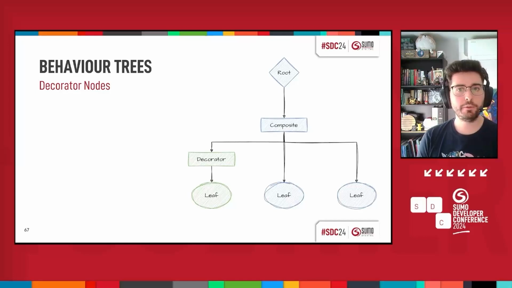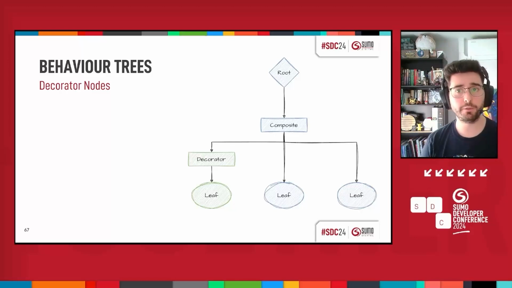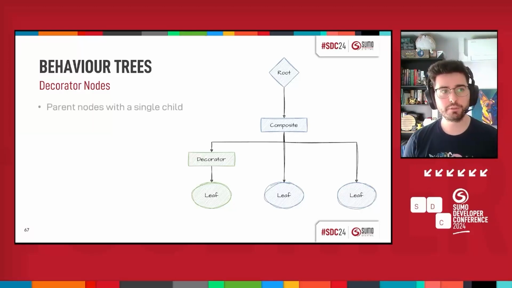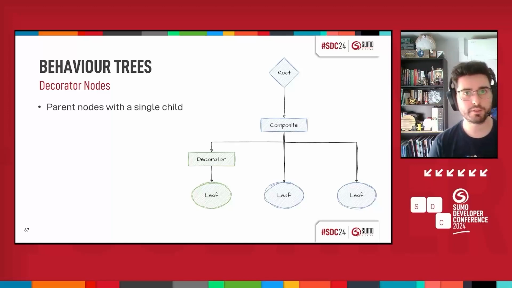So, decorator nodes. We've just covered composite nodes. Now we're going to look at a different type of node, which is decorator nodes. Unlike composite nodes, decorator nodes can only have a single child because its aim is to impact the status result or the execution flow of its single child.